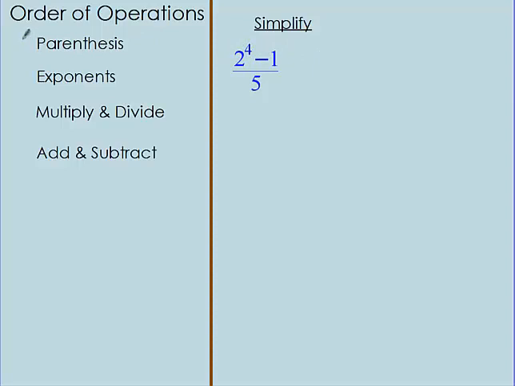Well, we have no parentheses, but we do have an exponent. So 2 to the 4th power is going to be 2 times 2 times 2 times 2. 2 times 2 is 4. So this becomes 4 times 2 times 2. So 4 times 4 is 16. So this becomes 16 minus 1 over 5.